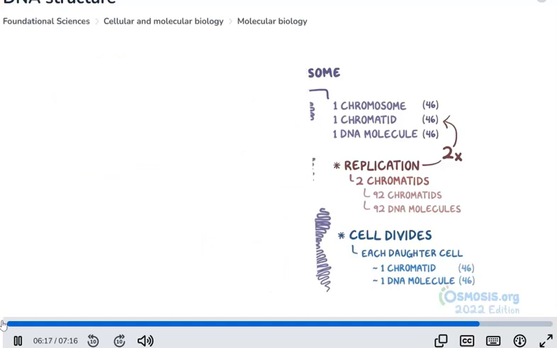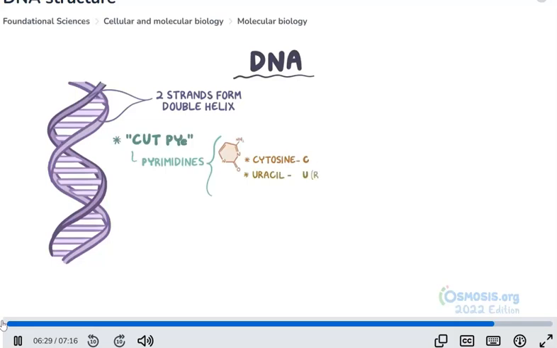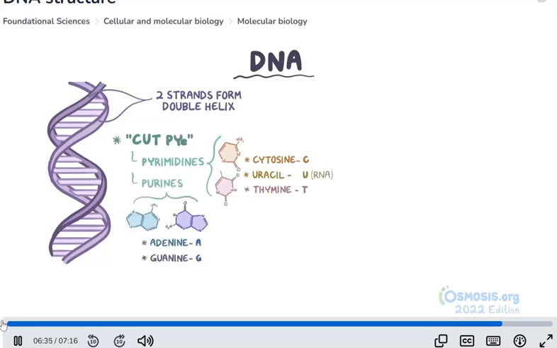Alright, as a quick recap. DNA is made up of 2 strands that coil one around the other to form a double helix. And you cut pi, so the pyrimidines are cytosine, uracil, which is only relevant for RNA, and thymine, and the purines are adenine and guanine.